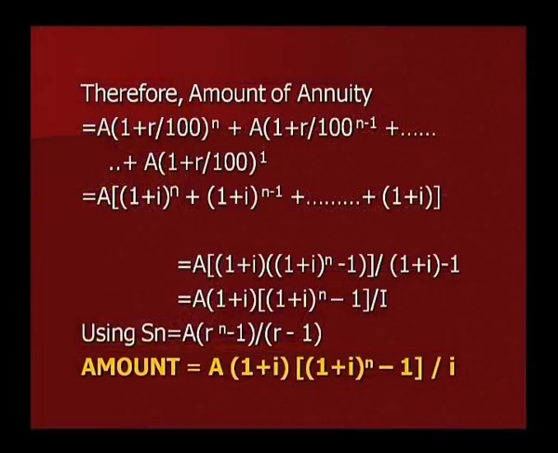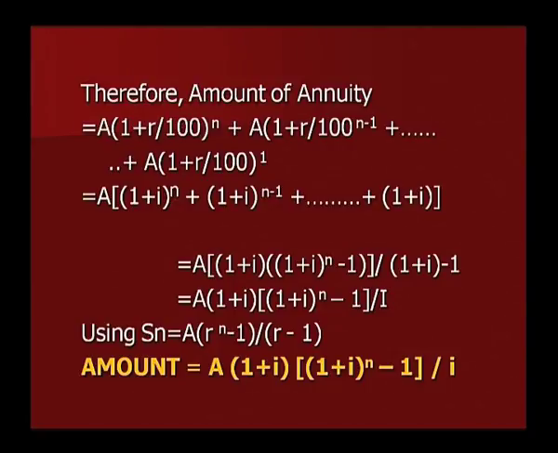Amount of annuity becomes A(1 + r/100)^n + A(1 + r/100)^(n-1) + and so on + A(1 + r/100)^1, that is equal to A multiplied by [(1 + i)^n + (1 + i)^(n-1) + and so on + (1 + i)], that is equal to A(1 + i) multiplied by [(1 + i)^n - 1] divided by [(1 + i) - 1], that is equal to A(1 + i) multiplied by [(1 + i)^n - 1] divided by i.